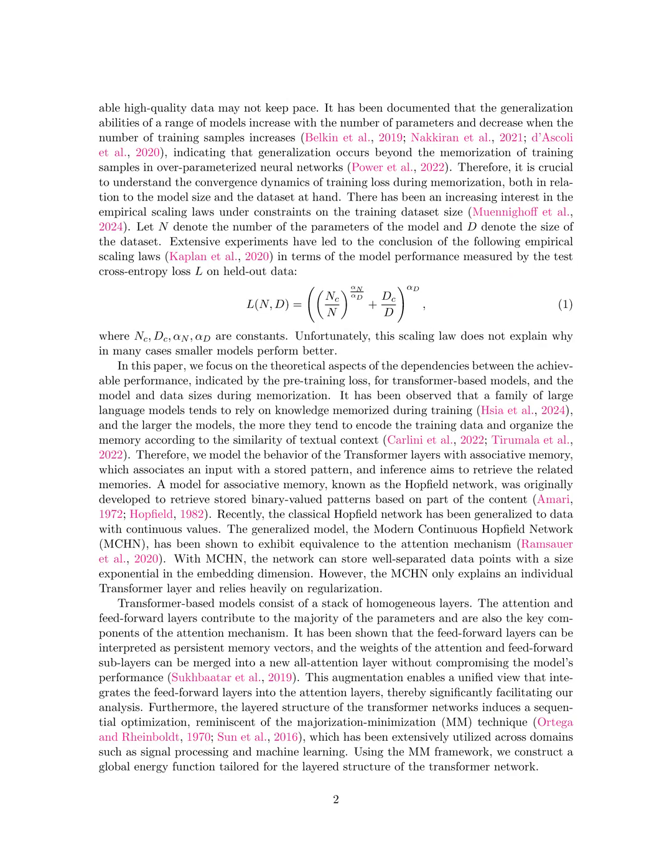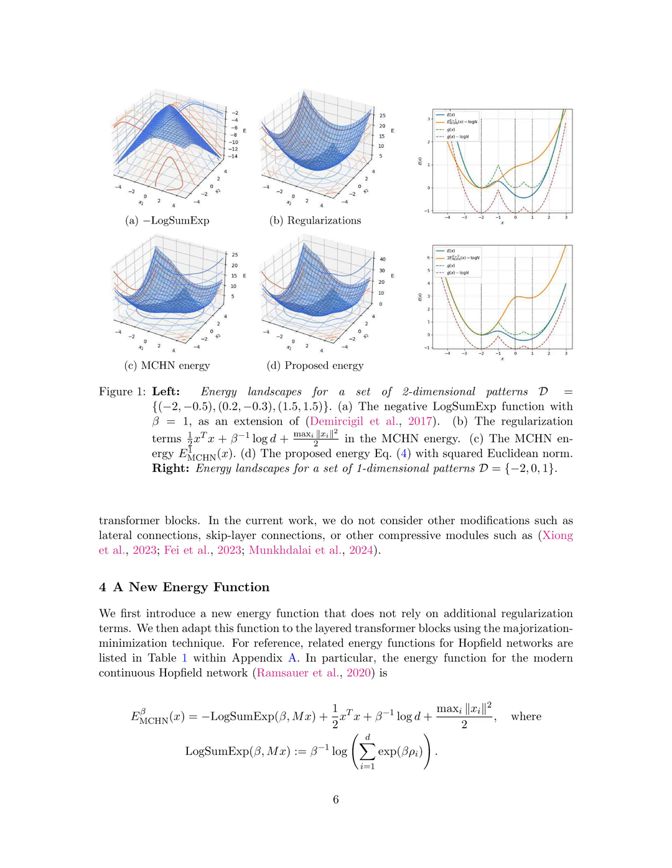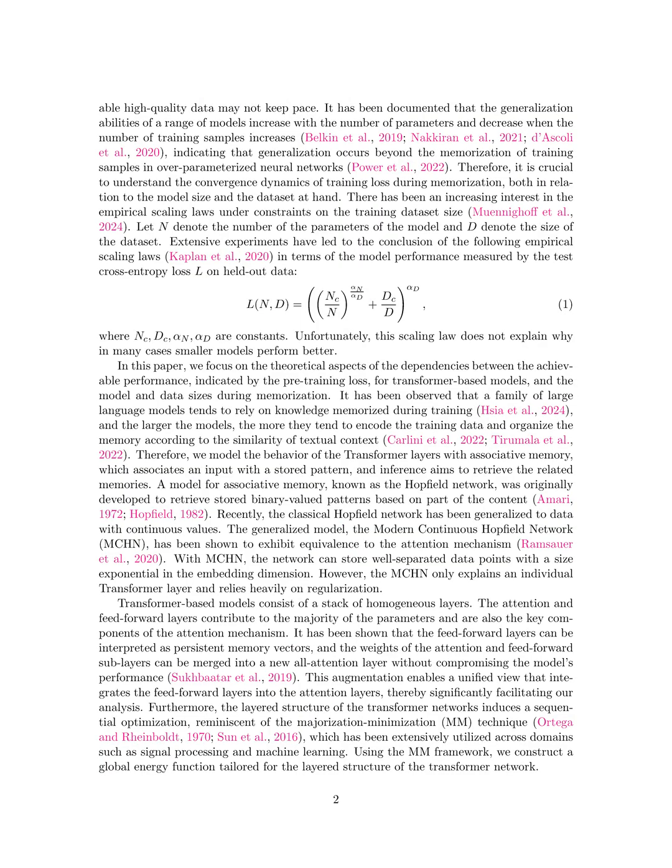2. Integrating feed-forward layers into attention layers. The method integrates feed-forward layers into attention layers, providing a unified view of the transformer structure. This integration facilitates analysis and understanding of the model's behavior. 3. Utilizing the majorization-minimization technique. The layered structure of transformer networks induces a sequential optimization process similar to the majorization-minimization technique. This technique constructs a global energy function tailored for the layered structure of the transformer network.